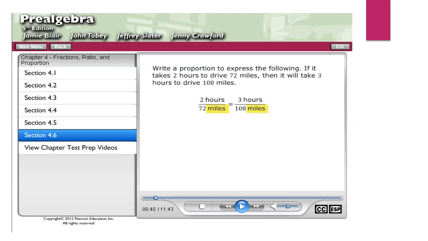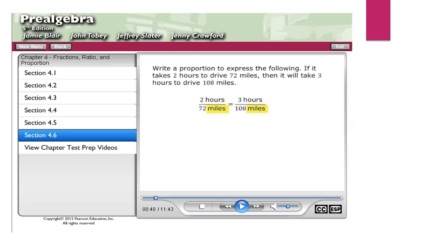Here we have something very similar to the first part of your Skill Builder 4.2. It's asking us to write a proportion to express the following: if it takes 2 hours to drive 72 miles, then it will take 3 hours to drive 108 miles. Remember, with the rate, we include the units. So when we set up our proportion, we make sure our units are in there.